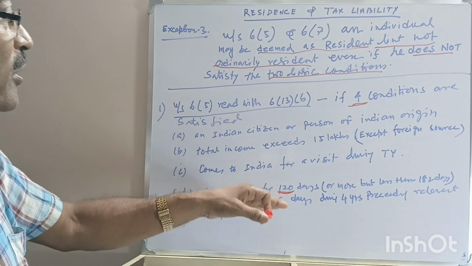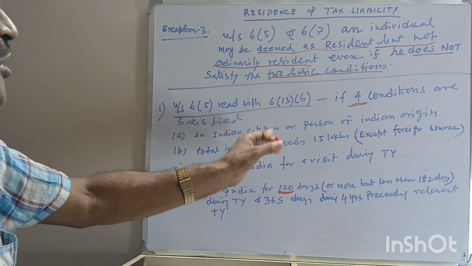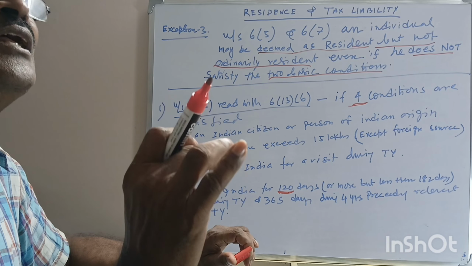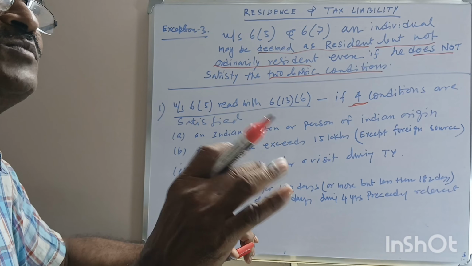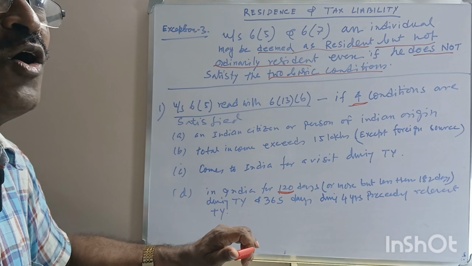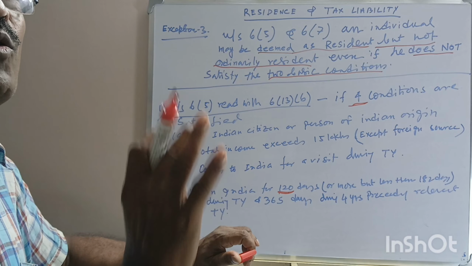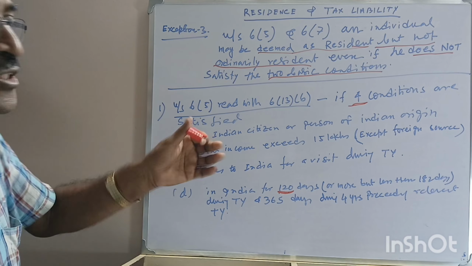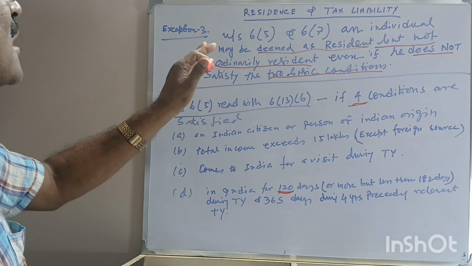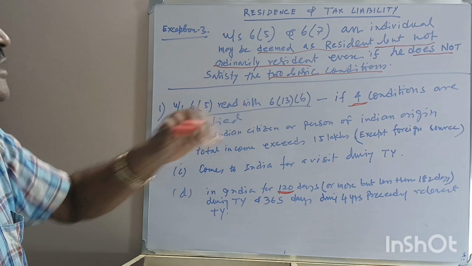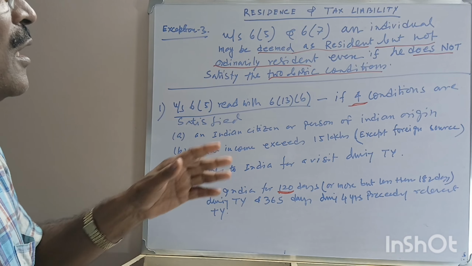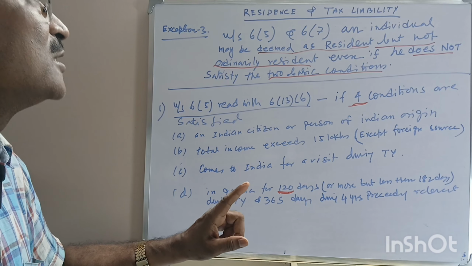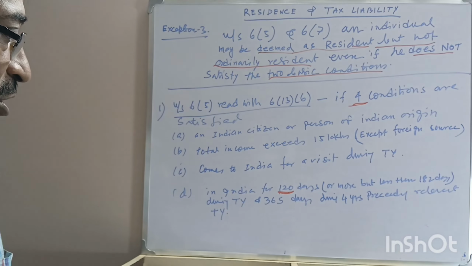The condition to be satisfied is an Indian citizen or person of Indian origin. Person of Indian origin means he, or either of his parents, or either of his grandparents was born in undivided India. That person will be treated as a person of Indian origin. This is called exception 3. In that case, if a person satisfies the 4 basic conditions, he would be treated as a resident but not ordinarily resident.